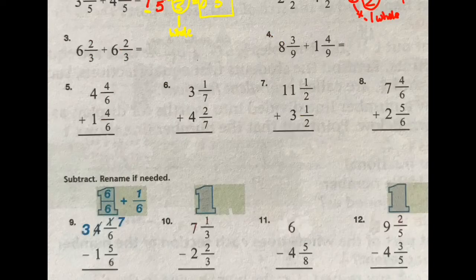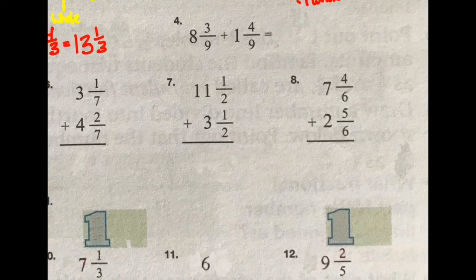Okay, checking your answers. For number 3, the first answer you got was 12 4/3, which then is renamed as 13 1/3. So I am going to give you the improper fraction and then tell you what it was renamed for these answers. All right, number 4, the answer is 9 7/9.